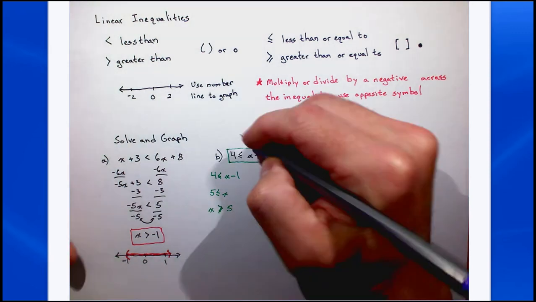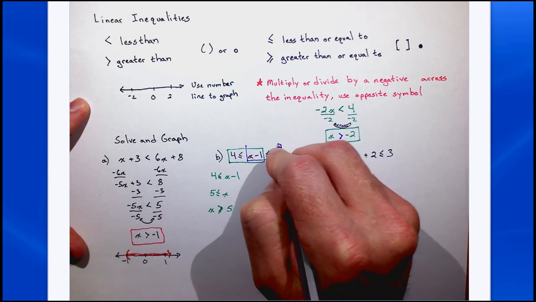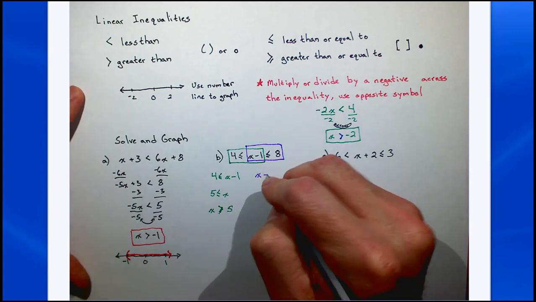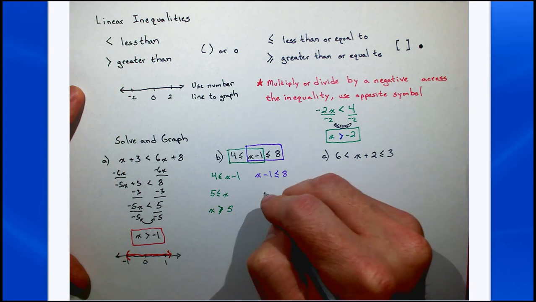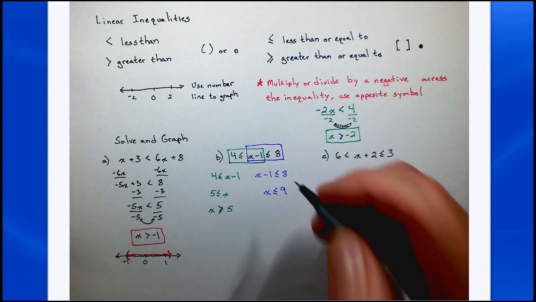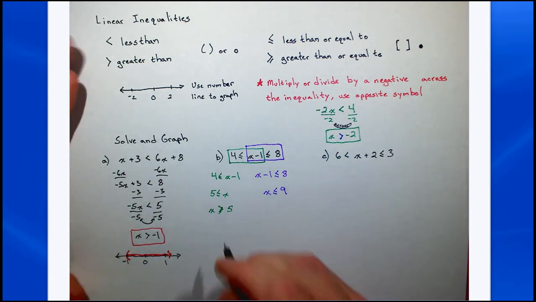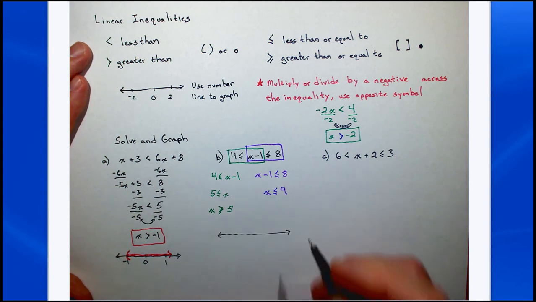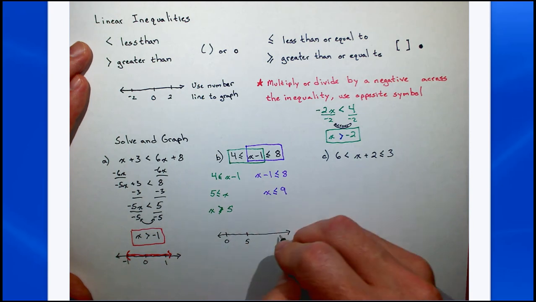The other part is right here. X minus 1 is less than or equal to 8. Add 1 to both sides. X is less than or equal to 9. Those represent my compound inequality. So let's say 0 is here, 5 is here, and 9 is here.